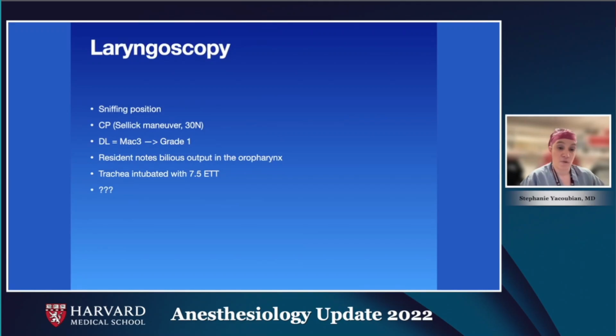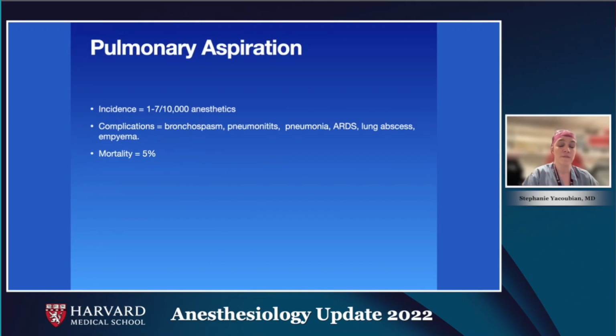You place your patient in the proper position for laryngoscopy. There is cricoid pressure with 30 newtons of pressure applied to the cricoid, and upon laryngoscopy, your resident notices that there's bilious output in the oropharynx. They intubate the patient with a 7.5 endotracheal tube, and what do you think happened here? Therefore, this is a very clear example of a pulmonary aspiration.